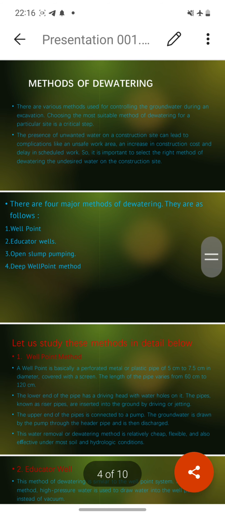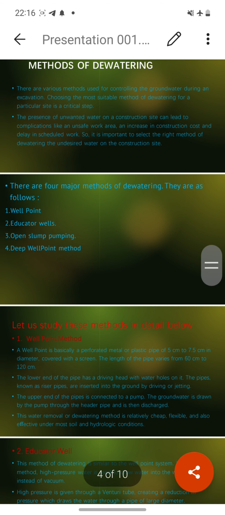Well point method is basically a perforated metal or plastic pipe of 5 cm to 7.5 cm in diameter, covered with a screen. The length of the pipe varies from 60 cm to 120 cm. The lower end of the pipe has a driving head with water holes on it. The pipes, known as riser pipes, are inserted into the ground by driving or jetting.